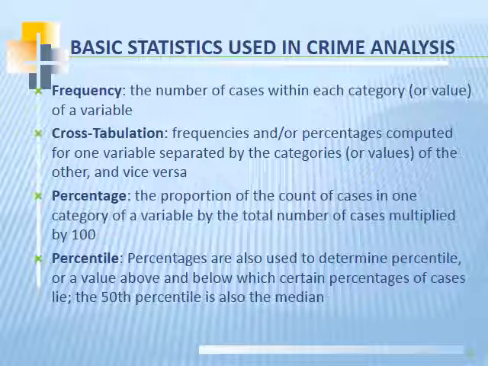A percentage is the count of cases in one category of a variable divided by the total number of cases multiplied by 100. Percentiles are computed from cumulative percentages. Percentiles are often presented in terms of particular values called quartiles, that is the 25th, 50th, and 75th percentiles, or the 95th percentile. Crime analysts typically use actual cumulative percentages computed for a particular data set when presenting percentiles.